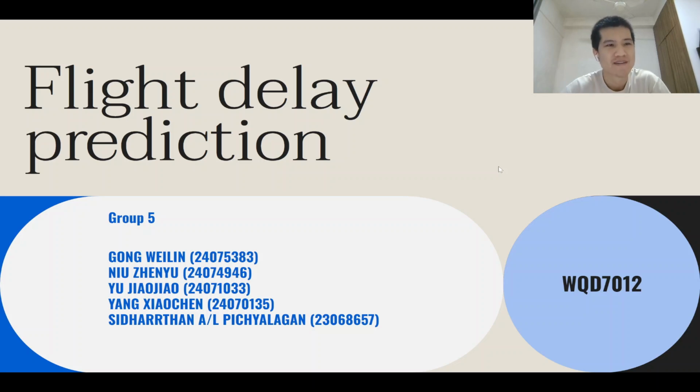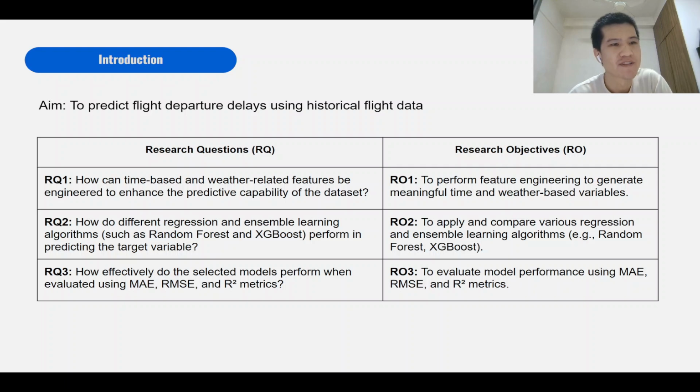Hello everyone, we are Group 5 and the title of our group project is Flight Delay Prediction. This project aims to predict flight departure delays by using historical flight data.